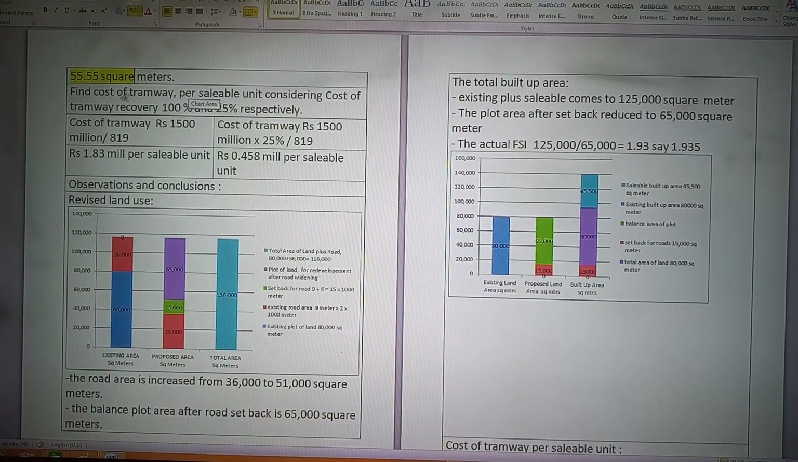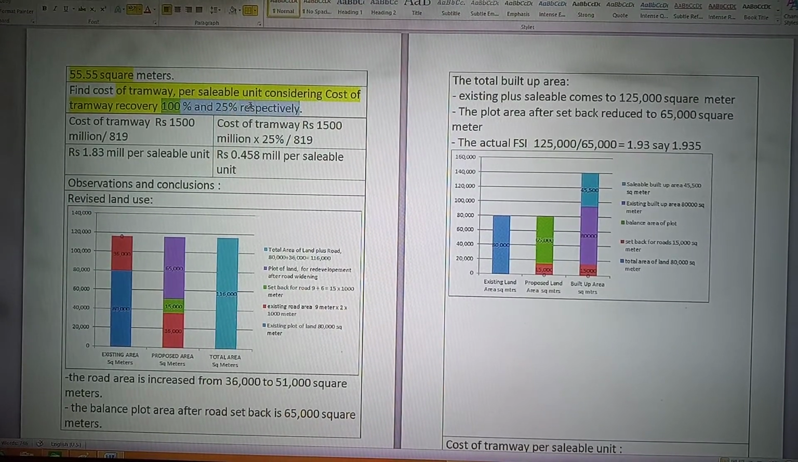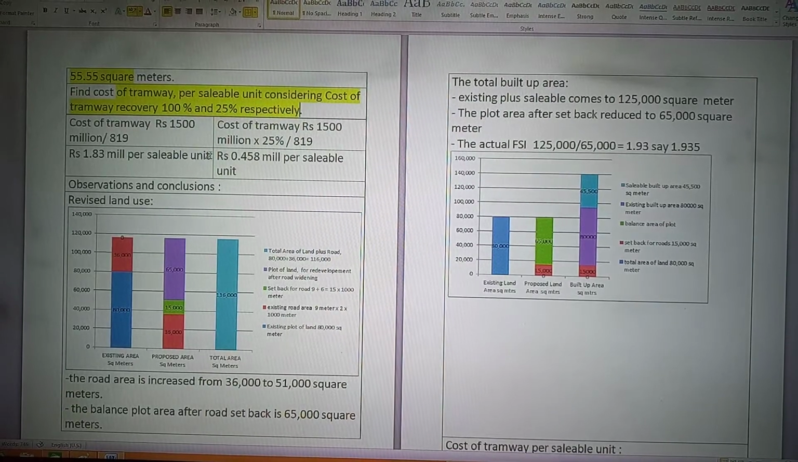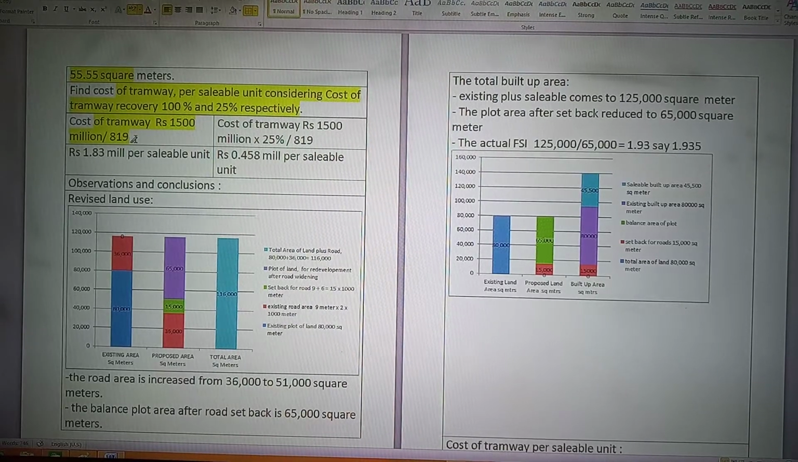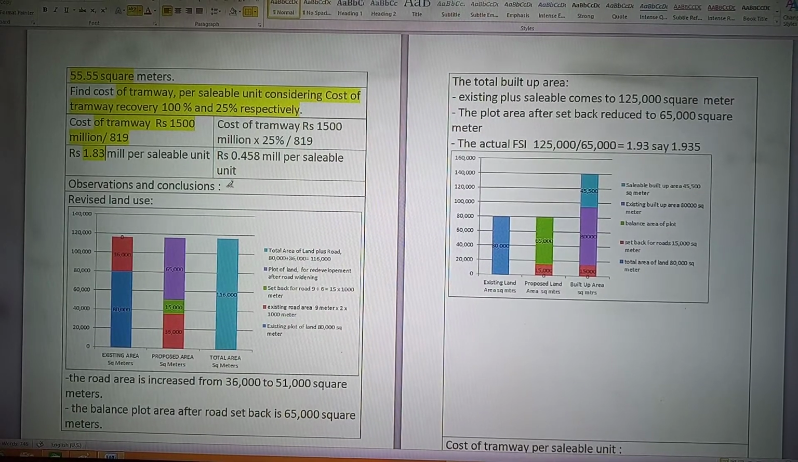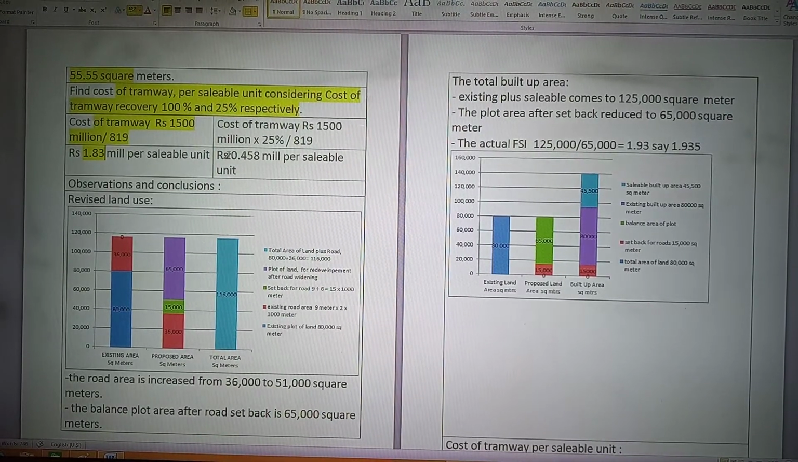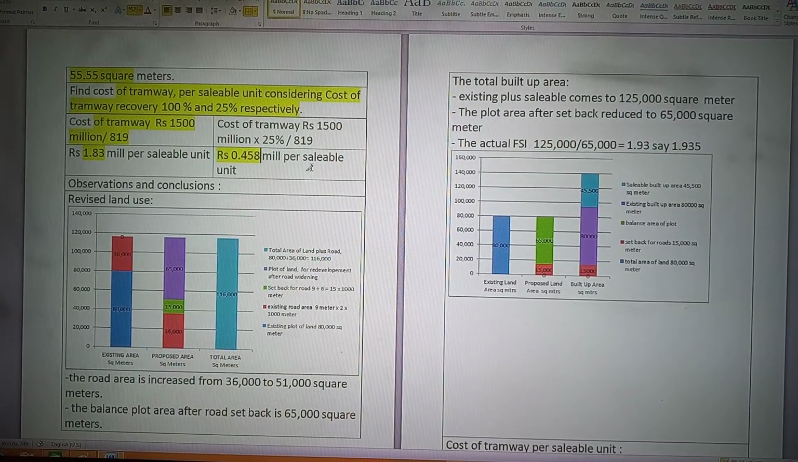Now the cost of tramway is to be distributed in two parts, 100% and 25% respectively. In the first part, we have 1500 million distributed over 819 saleable units. It comes to 1.83 million per saleable unit. In the second case, it comes to 0.458 million per saleable unit.